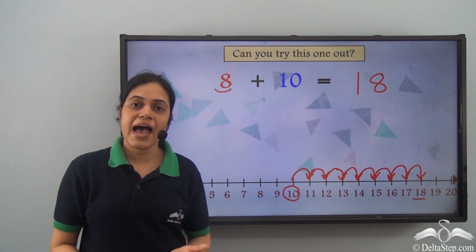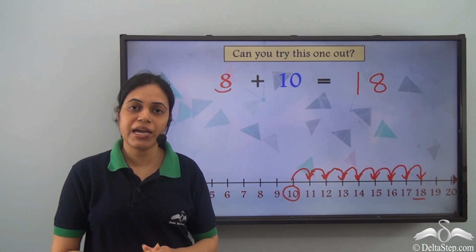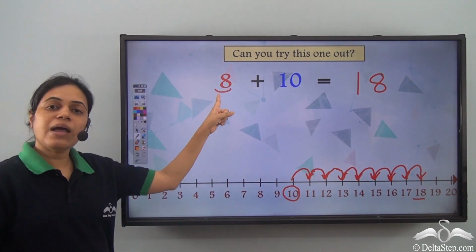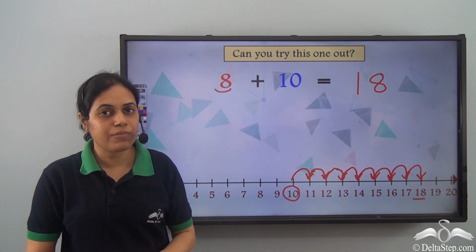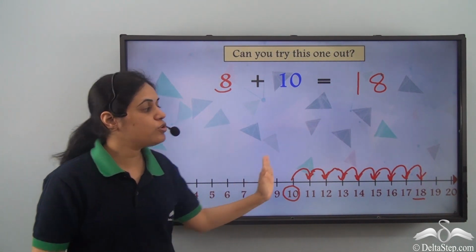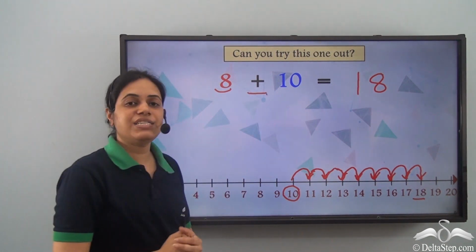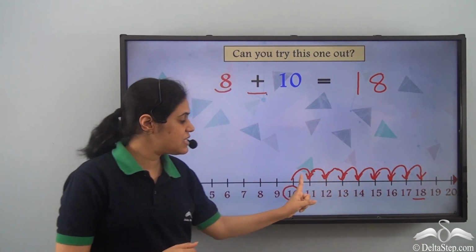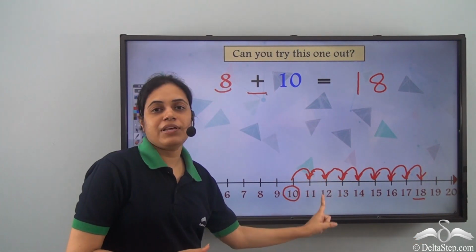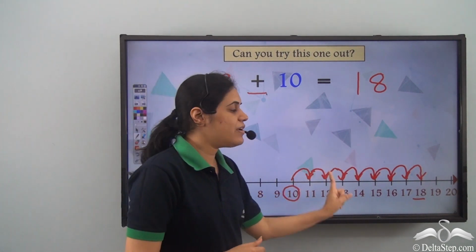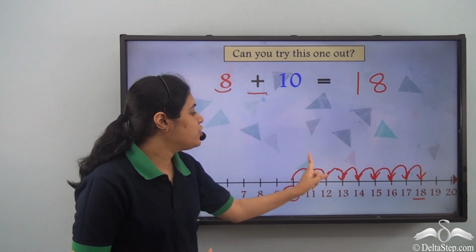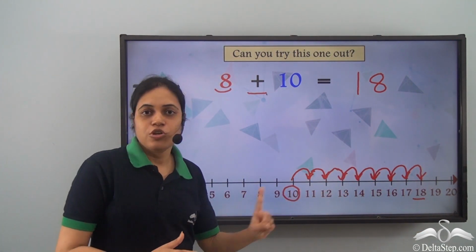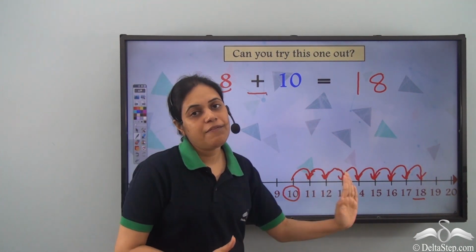So this is how you can add any two numbers using a number line. You generally start with the bigger number and hop the number of times as given by the smaller number. You always hop to the right because you are adding. And we hop one step at a time. That is, from 10 to 11, that is one hop. From 11 to 12 is one hop. I don't skip numbers, nor do I hop twice in between a number. So one hop means covering one number.